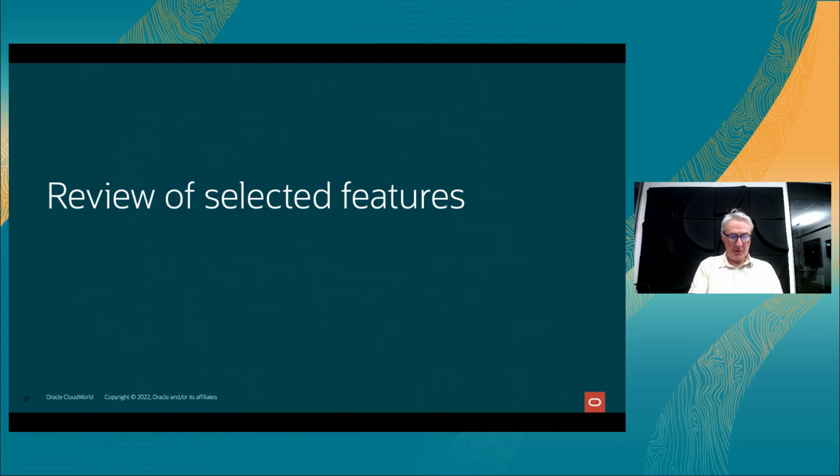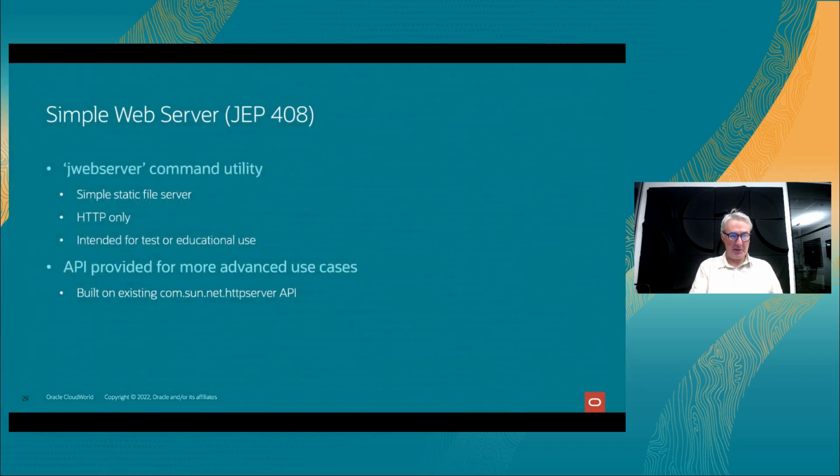Okay, so now I'm going to just go quickly over a small number of those features that I just mentioned. The first one is the simple web server introduced in JEP 408. This comprises two things: the jwebserver command line utility, which out of the box acts as a simple static file server, does HTTP only, and is intended for test or educational use primarily. But we also provide an API which allows you to build more advanced use cases, such as configuring the web server to use HTTPS instead of HTTP.